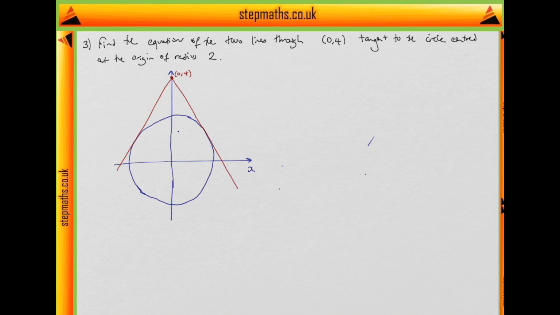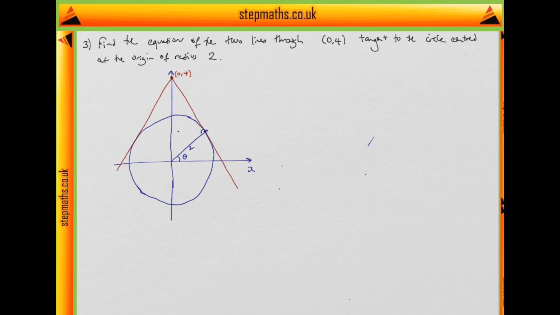As always, we know that the radius meets the tangent at 90 degrees, and we know that's a radius of 2. Let's call this angle here theta. Right, well now what? We need to find another point that these lines pass through so we can find their gradient. One useful point would be the point where the line is tangent to the circle. How can we find that?